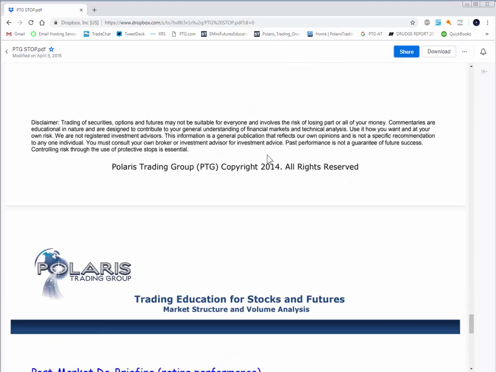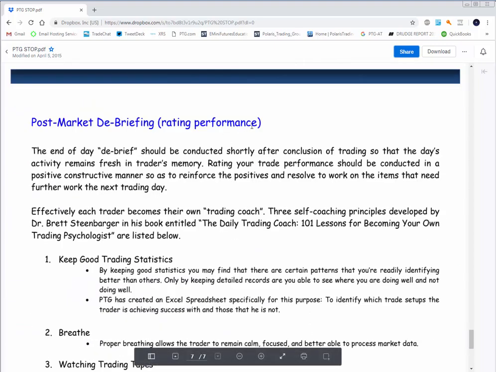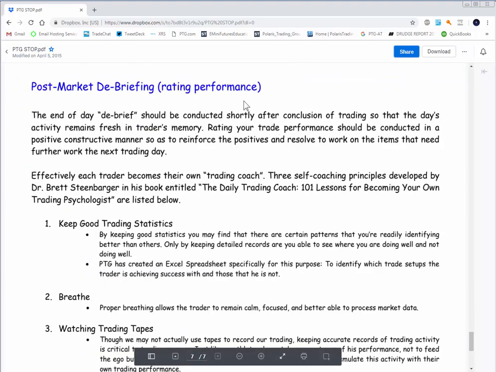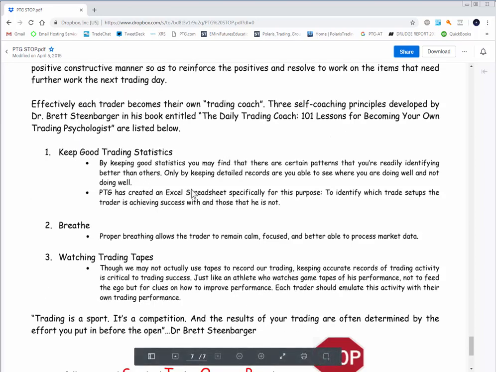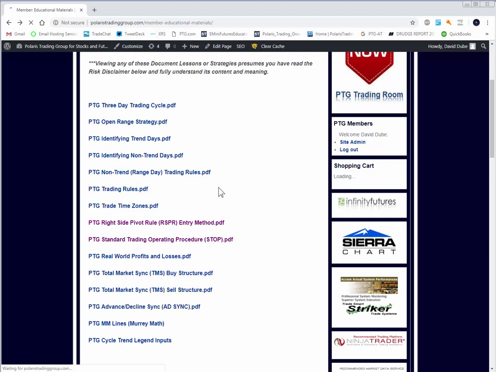At the end of the day, whether your day was great or not, you want to be able to get some education out of the day, and keeping good trade statistics and doing a post-market debriefing is really important. You should do this on a regular basis. You should also keep some sort of spreadsheet to monitor your trades. So this is an important document to walk through.